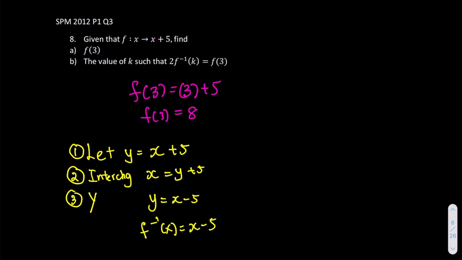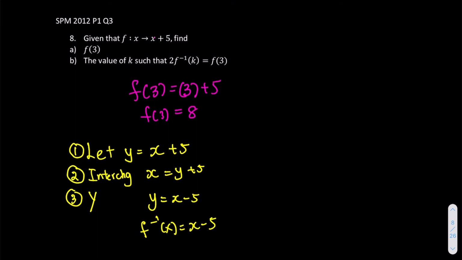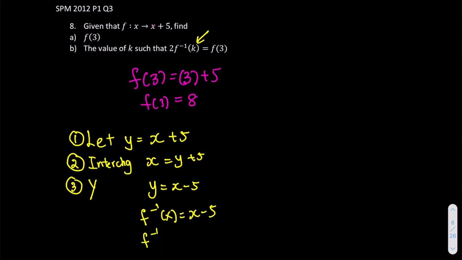So what do they want now? They say that they want to have the input as k. So let us try to put it in k. So I can say that when the x is now k, x is also k. But they want twice the value. So we can say that twice the value is just 2 times k minus 5 is equivalent to f of 3. But we know f of 3 is just 8.